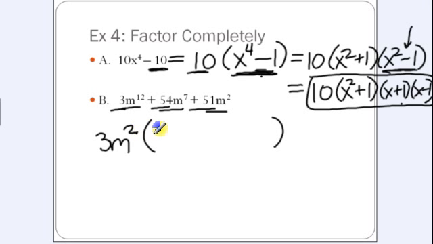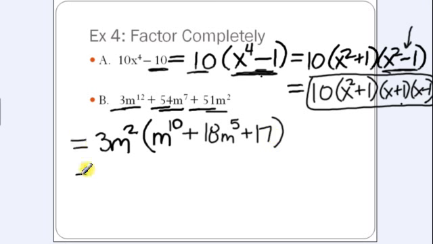And when I divide out 3m squared, I'd be left with m to the 10th power plus, let's see, 54 divided by 3 is 18. So I'd have 18m to the 5th power. Then 51 divided by 3 is 17. And now I have a trinomial that I want to see if I can factor further into a binomial times a binomial.